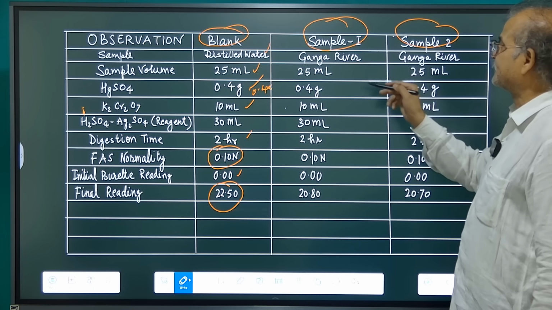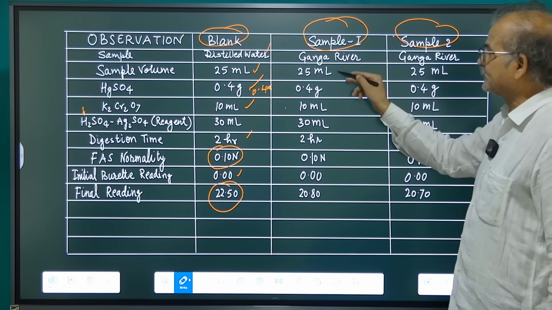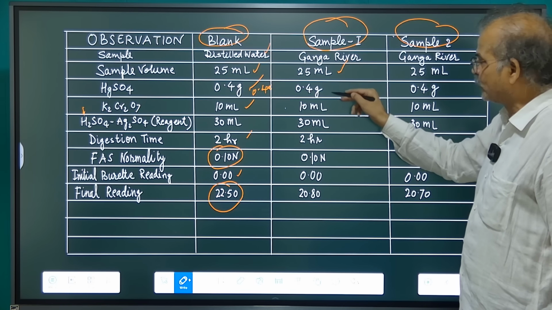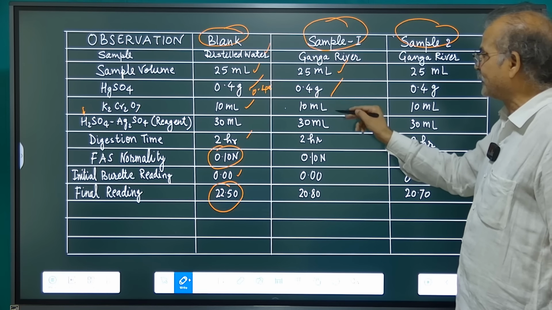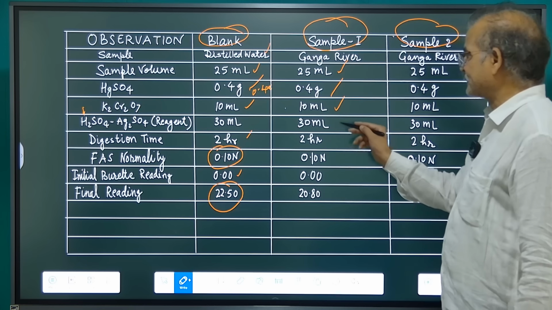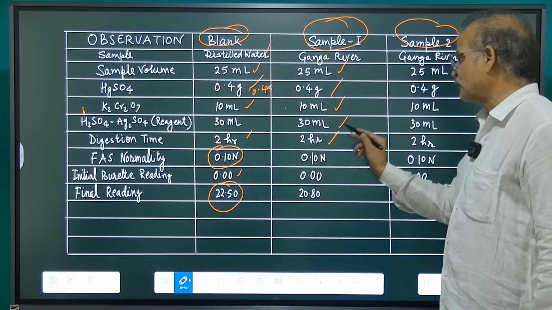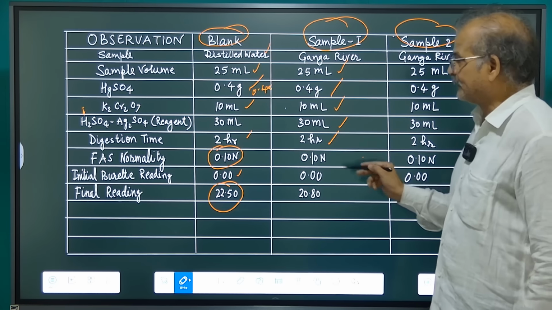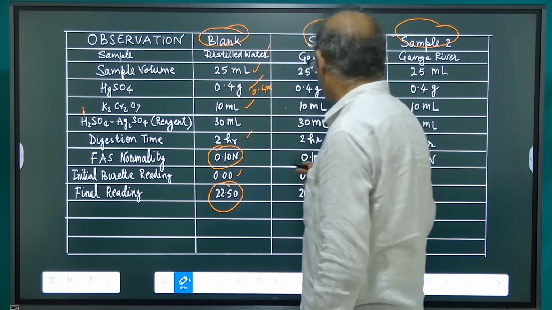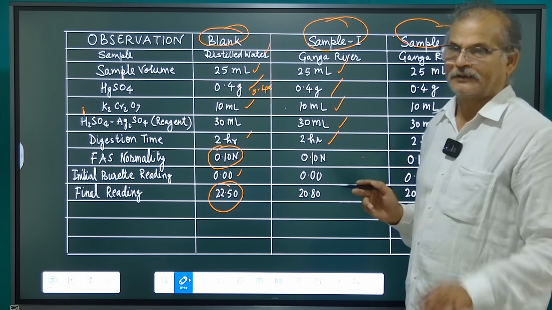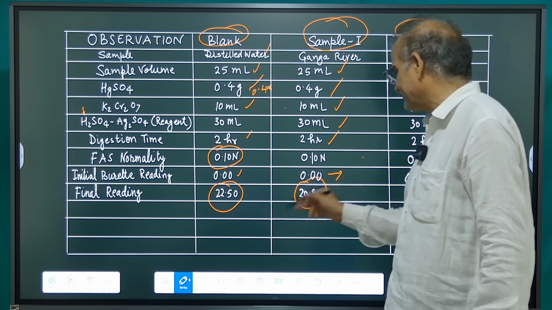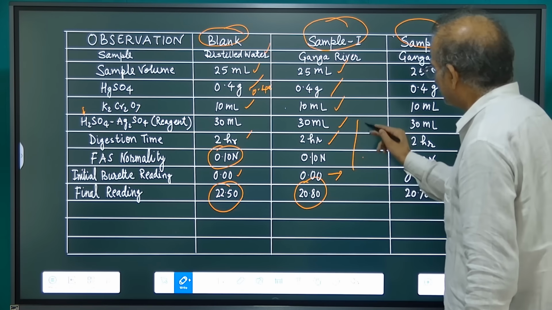22.50. Likewise for sample 1, Ganga river water, sample volume was 25 ml. We added HgSO4 0.48 gram. We have taken potassium dichromate 10 ml. Then sulfuric acid and silver sulfate 30 ml. Reflux condition 2 hours. We kept heating for 2 hours, and ferrous ammonium sulfate of normality 0.10 was taken for the titration, and then initial reading was 0.0 and the final reading has come 20.80 in the burette.